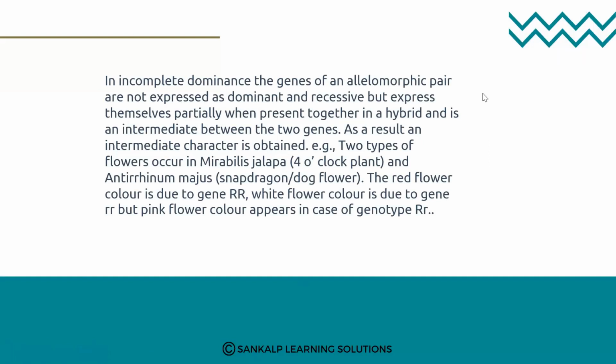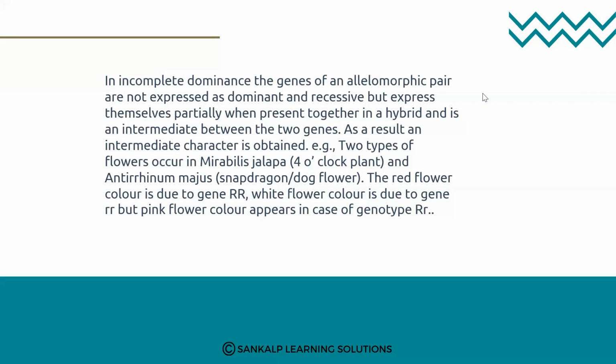Yes, ma'am. In incomplete dominance, the genes of an allelomorphic pair are not expressed as dominant and recessive, but express themselves partially when present together in a hybrid, and the result is an intermediate between the two genes. As a result, an intermediate character is obtained. Example: two types of flower occur in Mirabilis jalapa, the 4 o'clock plant, and Antirrhinum majus, the snapdragon.